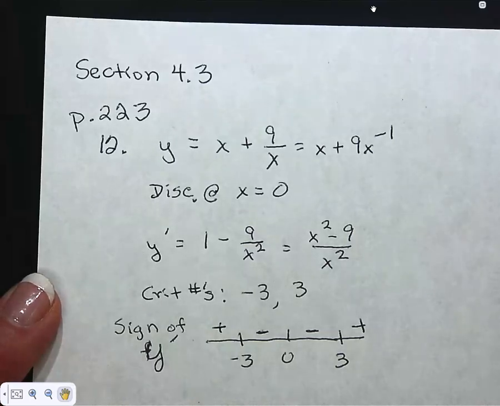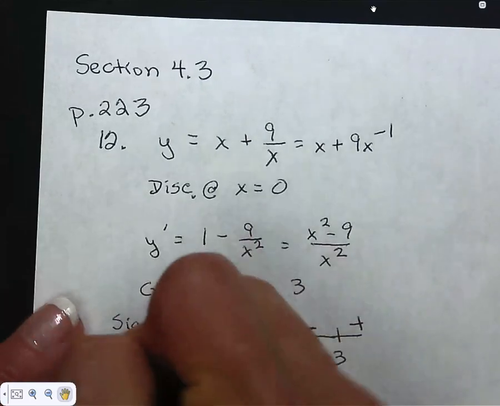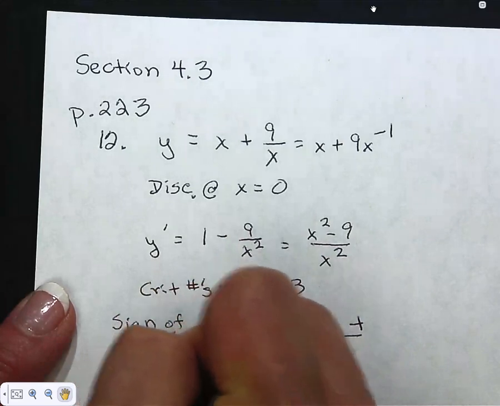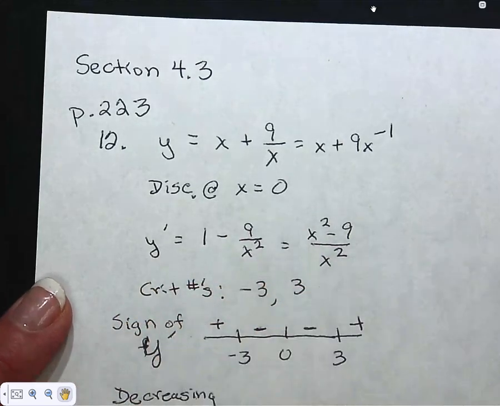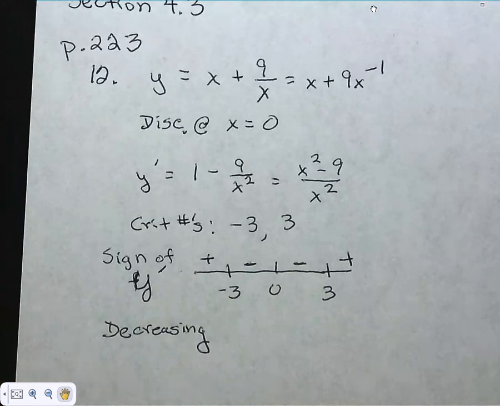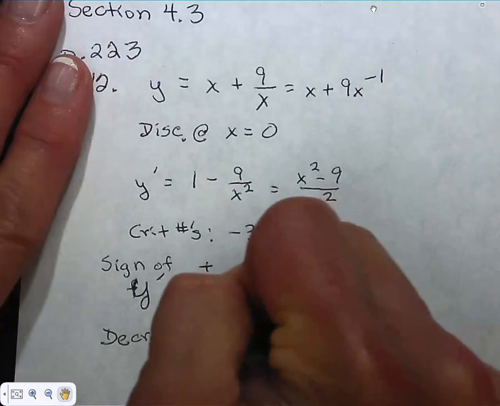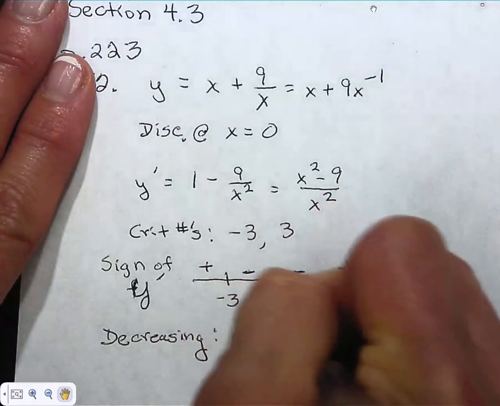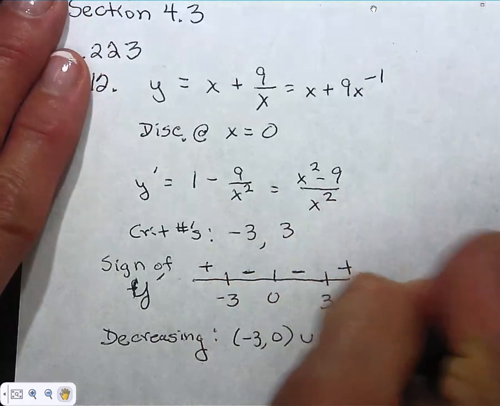All that's left is interpreting that number line. We could say the function is decreasing where? It's tempting to say -3 to 3, but why can I technically not say -3 to 3? Because the function is undefined at 0. There's a vertical asymptote at 0. So I don't want to say that it's decreasing where there's a vertical asymptote. I need to write that as -3 to 0 and then 0 to 3.